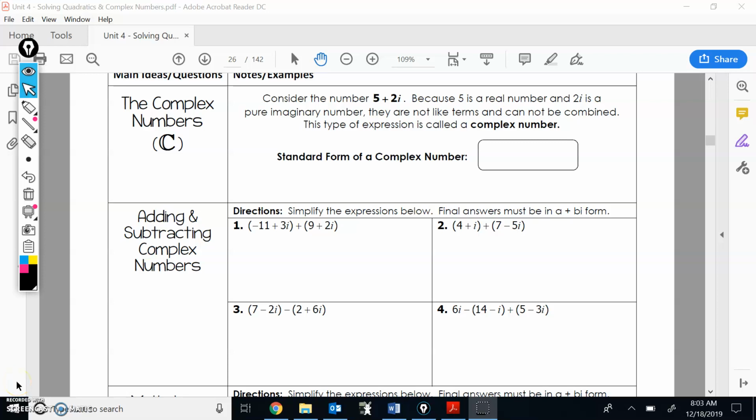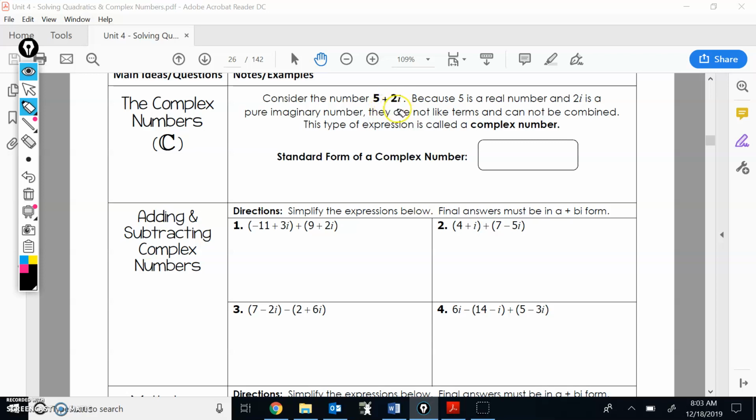Guys, today's video is on more about imaginary numbers. Specifically, we're going to talk about complex numbers. Complex numbers are basically a real number and an imaginary number added or subtracted together. Here, the 5 is the real part, and the 2i is the pure imaginary number.